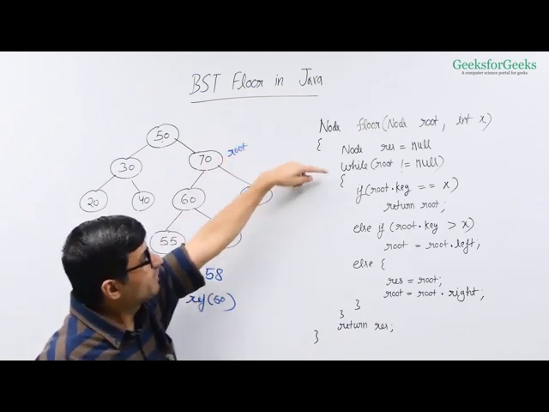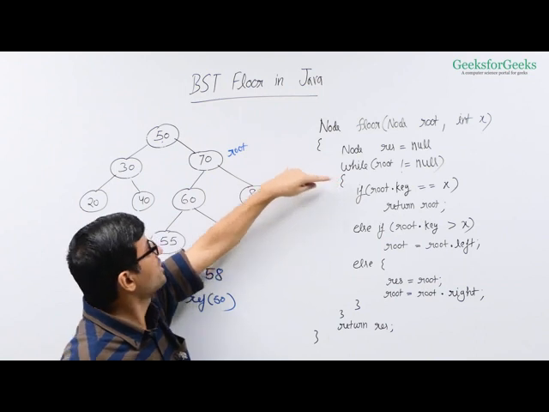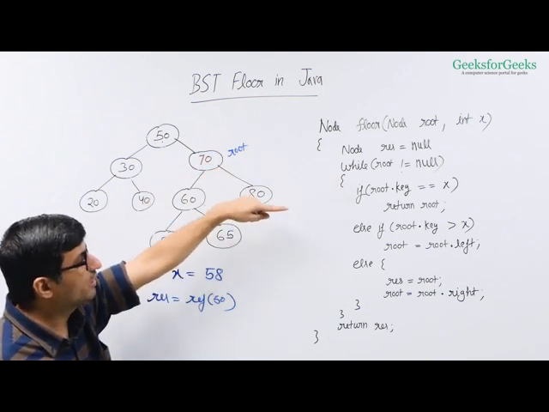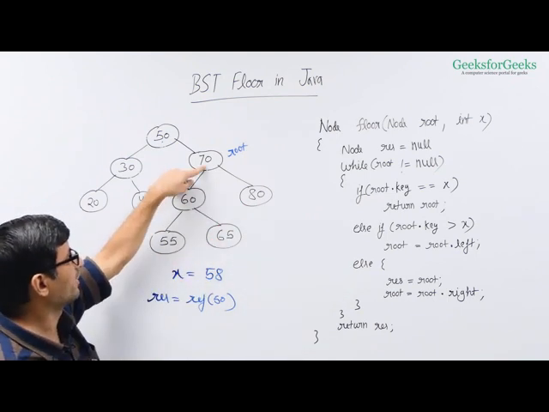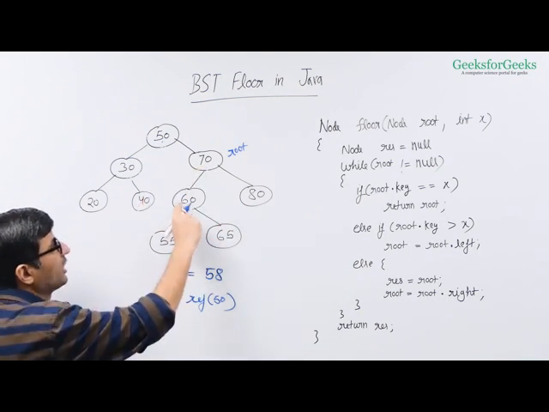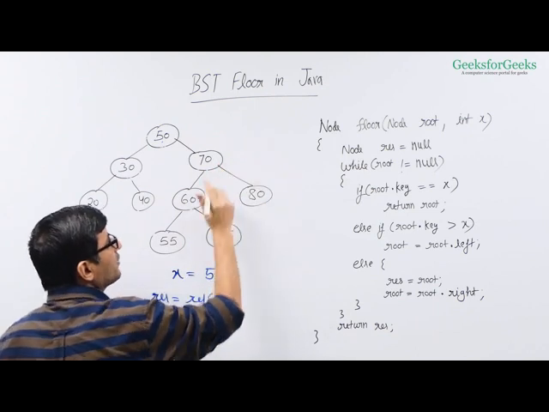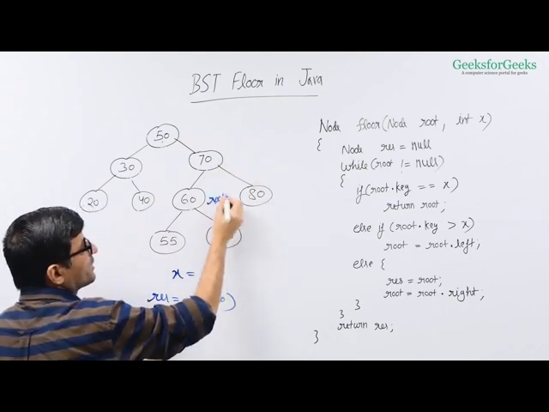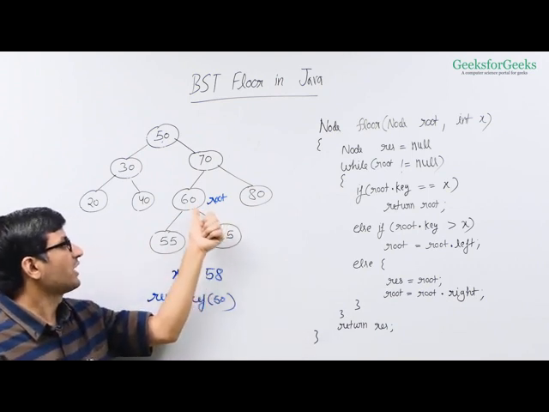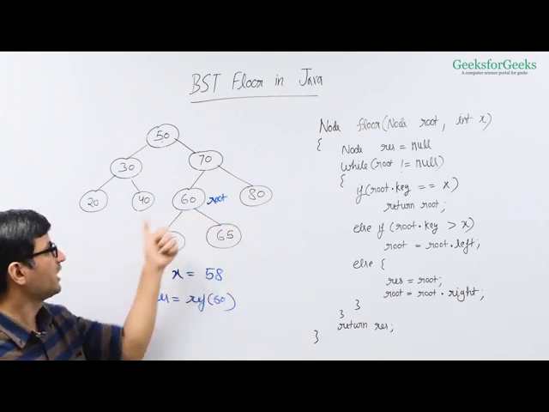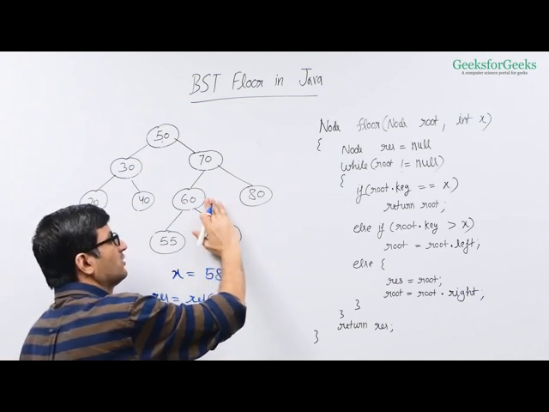And we again begin from here and we check if it is equal, greater or smaller. Now which case are we in? It is greater, right? So we go to the left side. We update the root here and we go to the left side. Now we again check whether it is equal, greater or smaller. It is greater, so we again go to the left side. So root comes here.